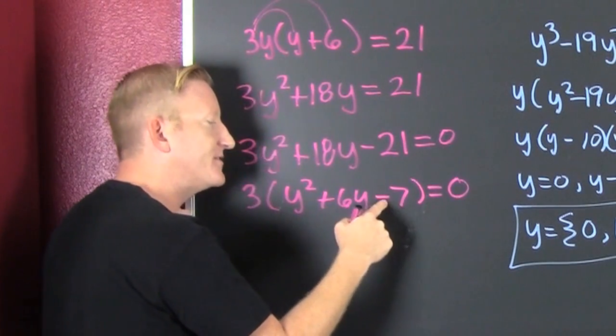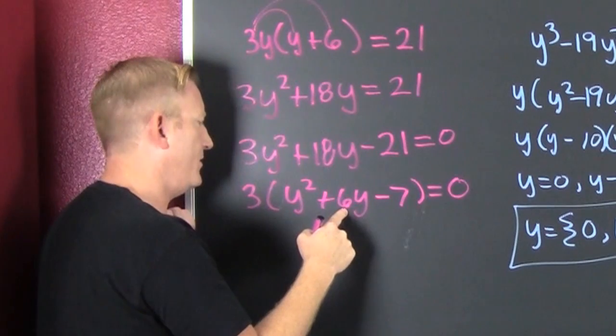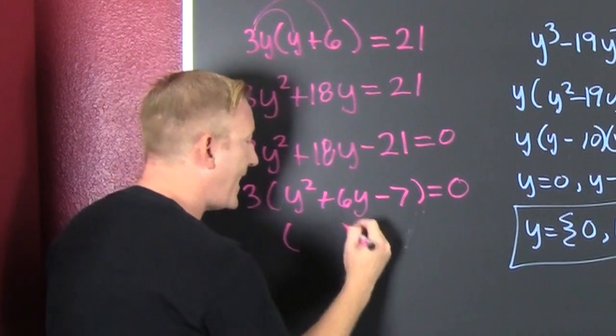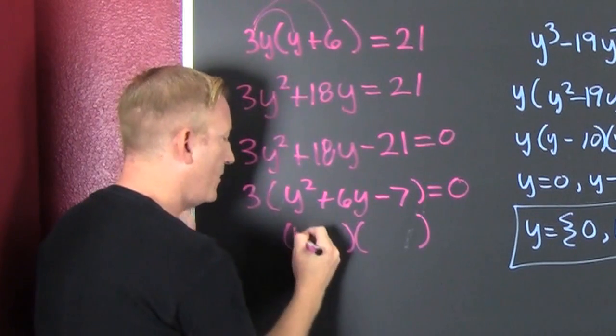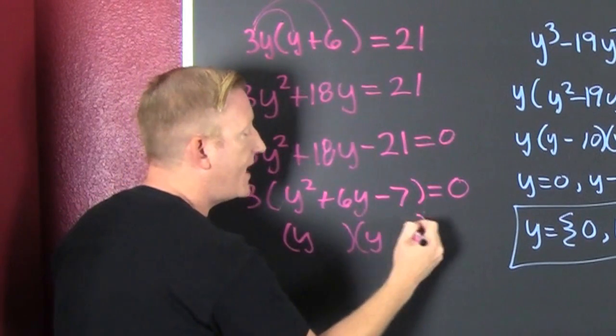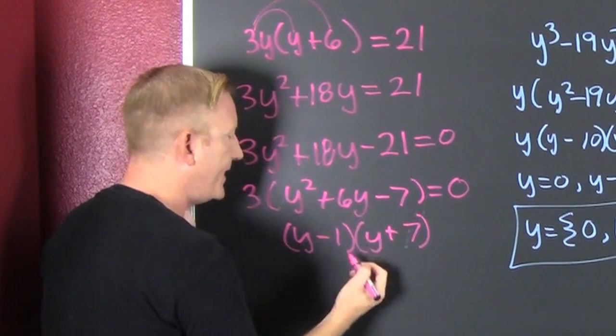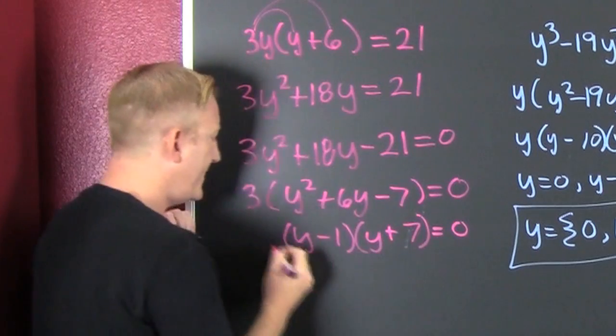Now we're looking for the factors of 7 that subtract to be 6. Are there any? There sure are. So I get y, y, 7 and 1. The signs are different. The big one's positive, that one's negative. It's still equal to 0, and I still have that 3.